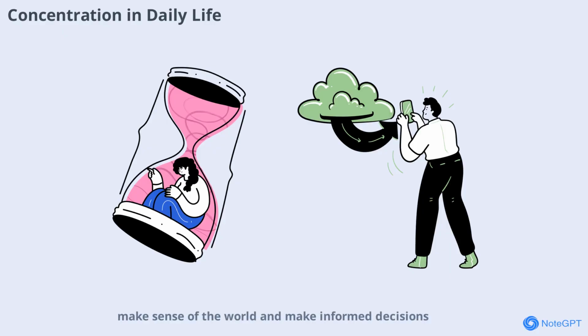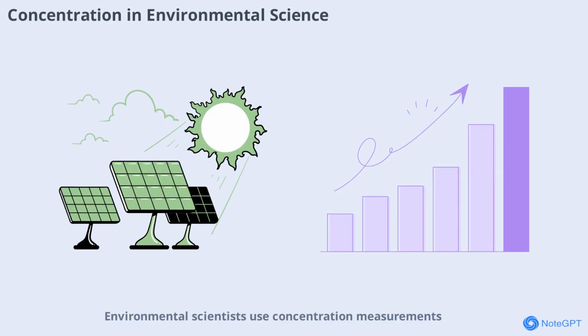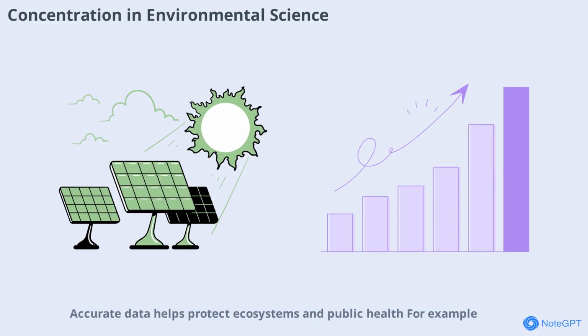Environmental scientists use concentration measurements to monitor pollution levels in air, water, and soil. Accurate data helps protect ecosystems and public health. For example, the concentration of lead in drinking water must be kept below safe limits to prevent health problems.